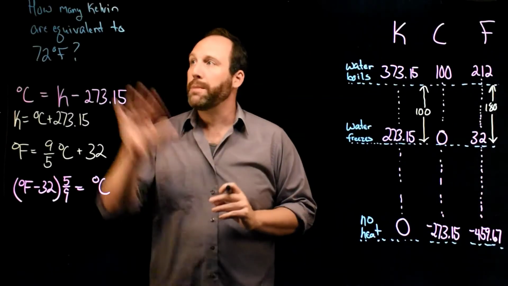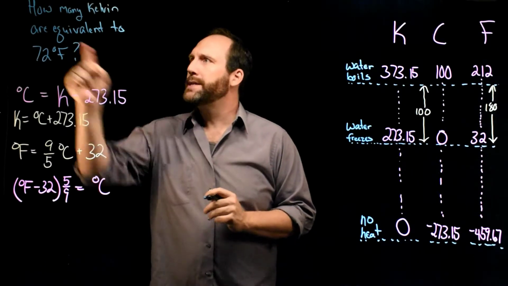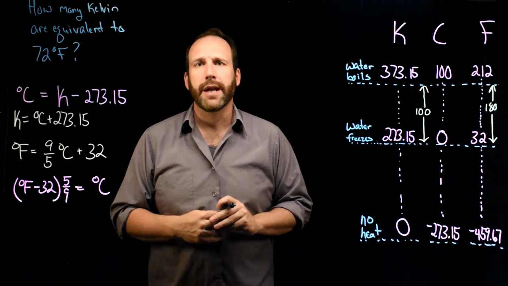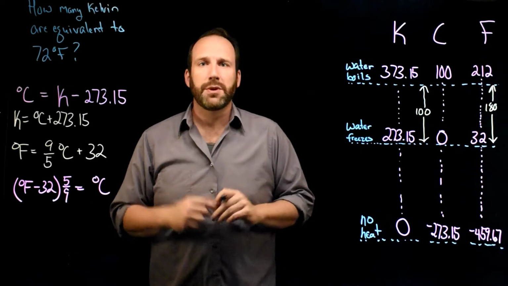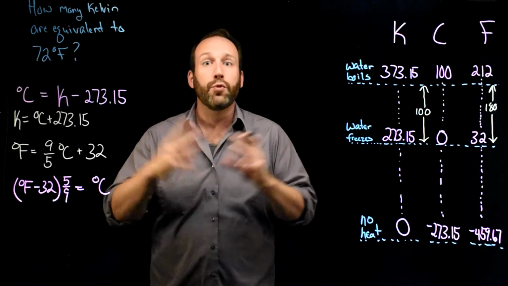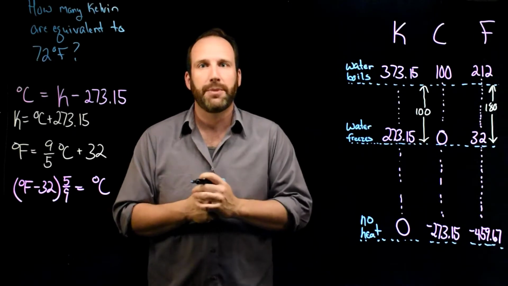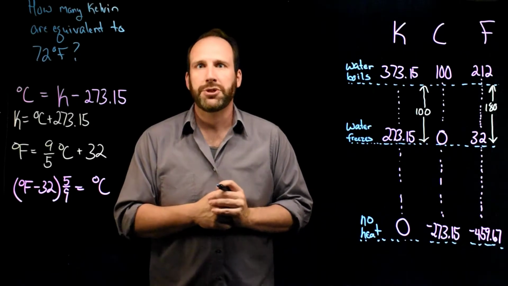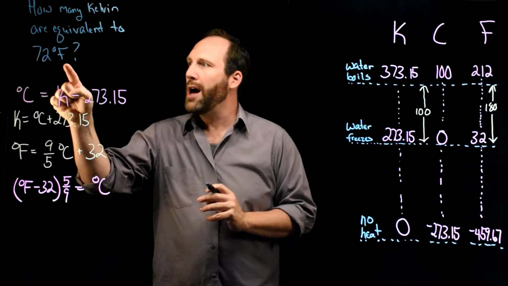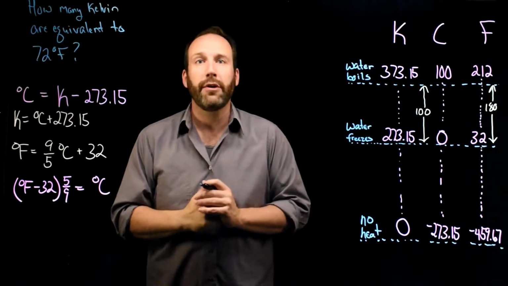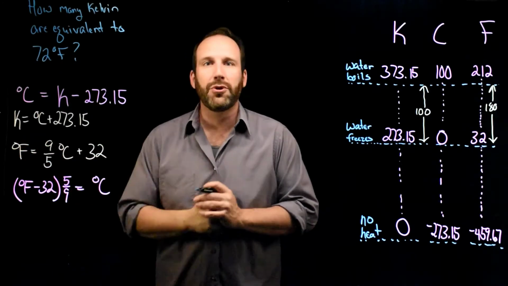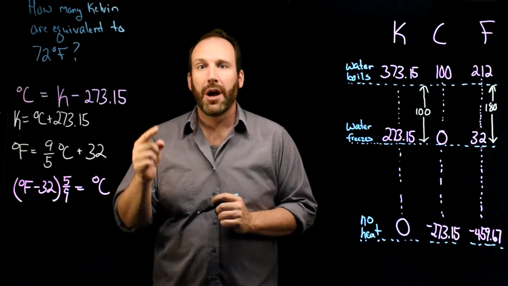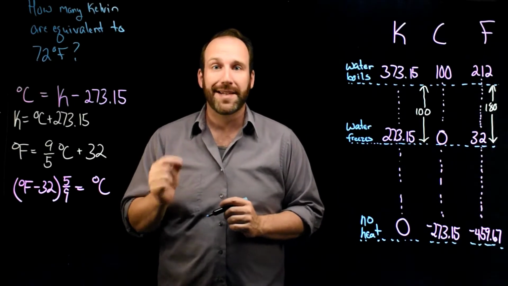Okay, I've erased the board and put up a new problem here. So our problem is, how many Kelvin are equivalent to 72 degrees Fahrenheit? 72 degrees Fahrenheit, of course, is what's considered sort of room temperature, okay, kind of a comfortable temperature that we would keep our room at. And so in this question, we're being asked to convert from degrees Fahrenheit to Kelvin, okay? That's not a conversion that we have up here on the board, and so we can get there. It's just going to take more than one step, right?